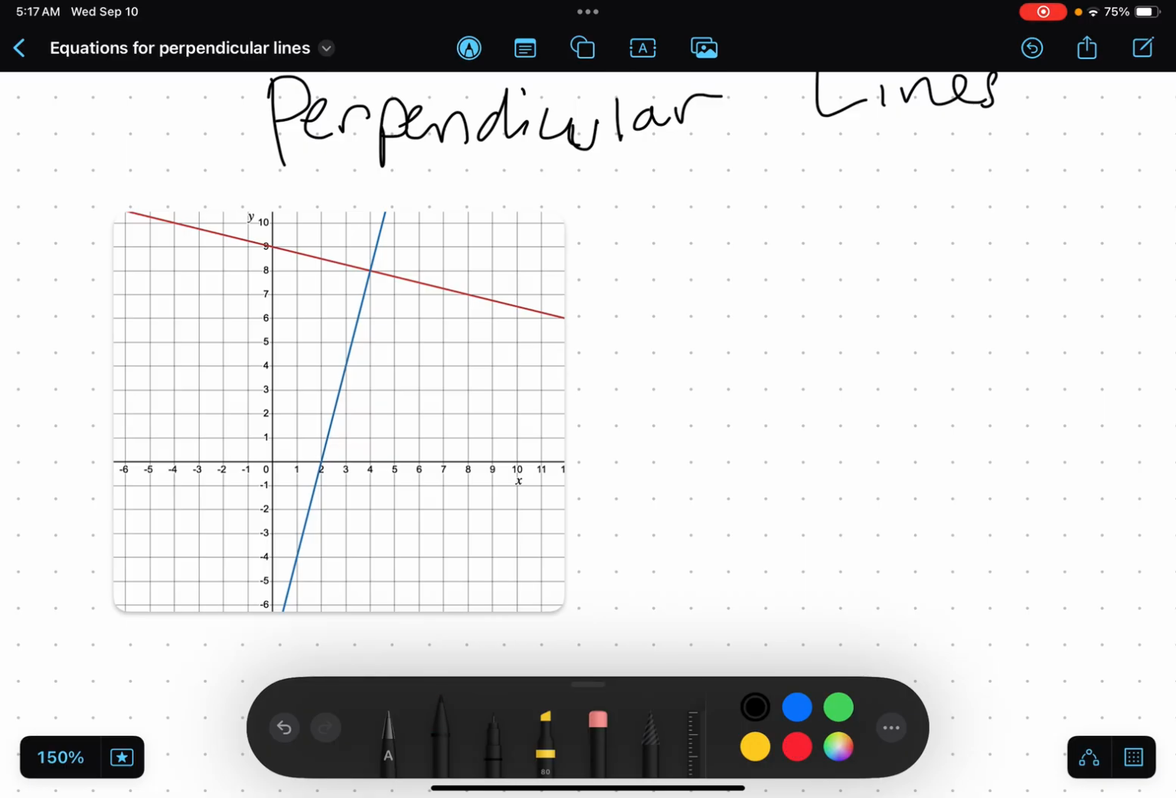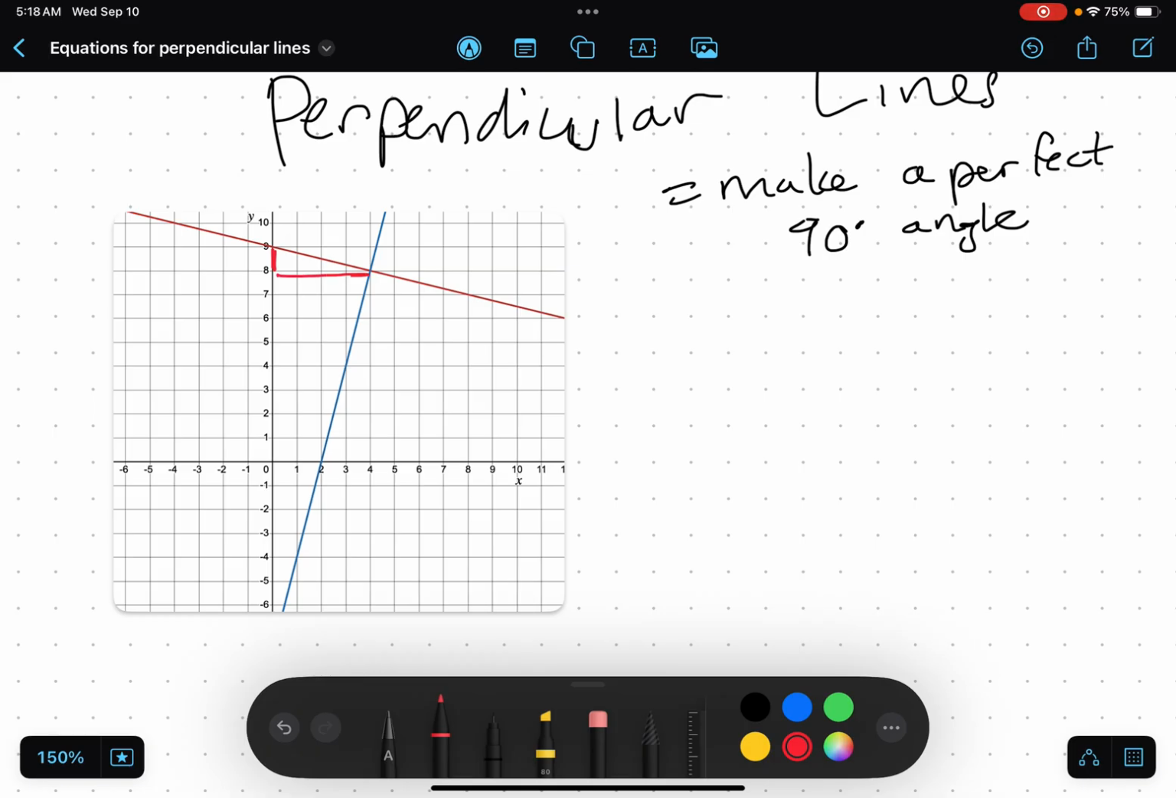First, let's remember perpendicular lines make a perfect right angle, a perfect 90-degree angle. And the way to make that happen on a graph is using their slope relationship. So if I look at the slope of my red line, just to review, I can see that the red slope is going down 1 over 4. So in other words, the slope ratio is negative 1/4.